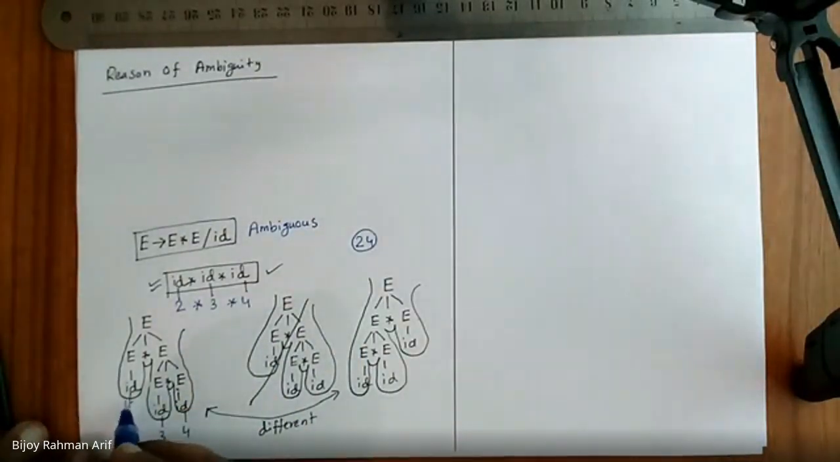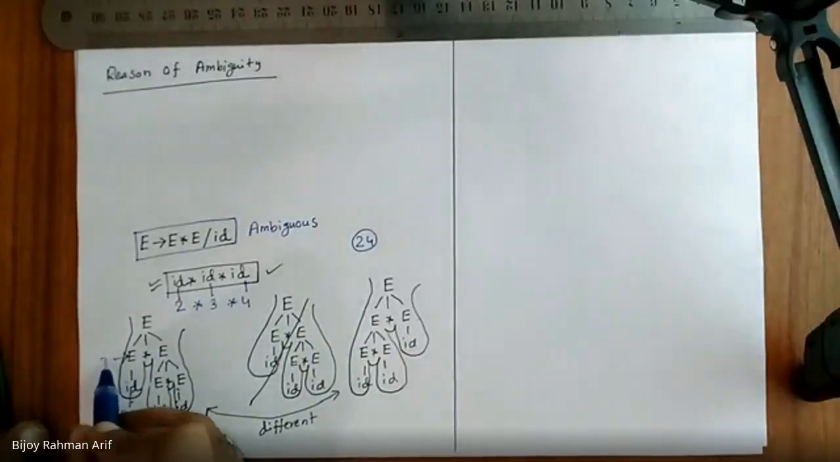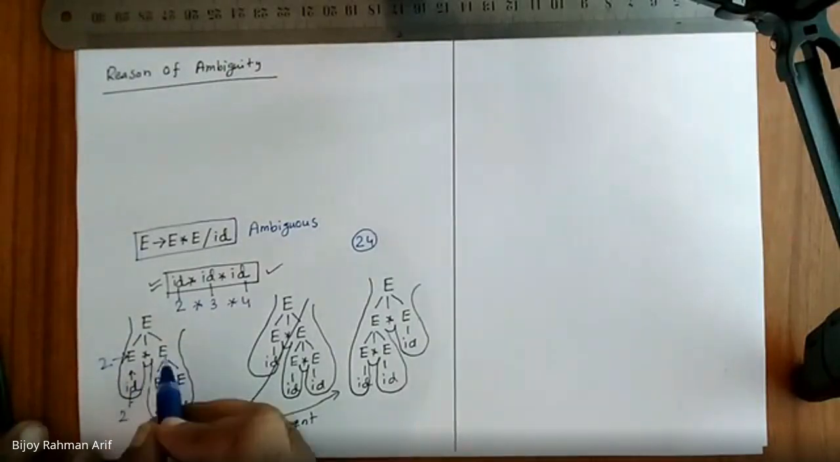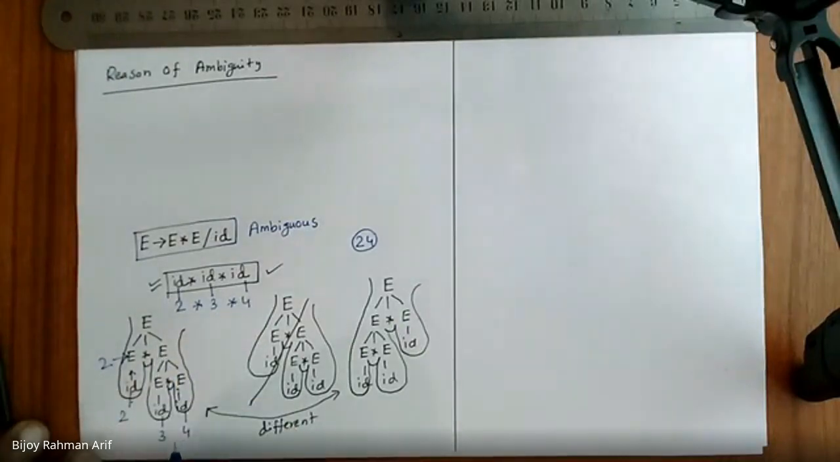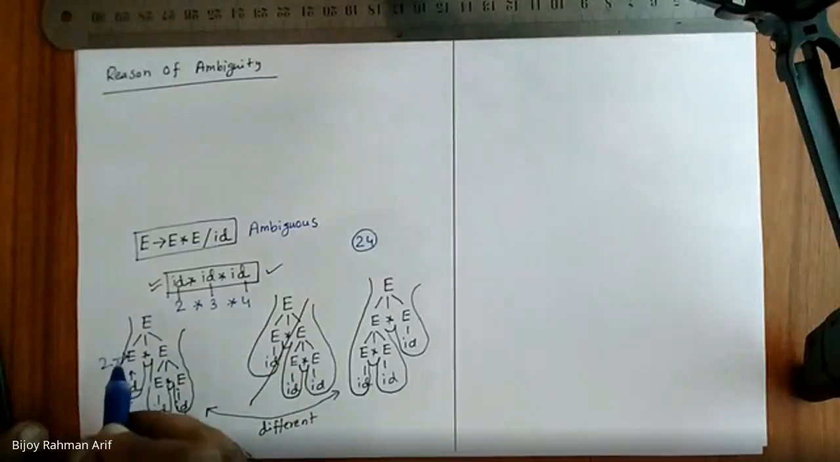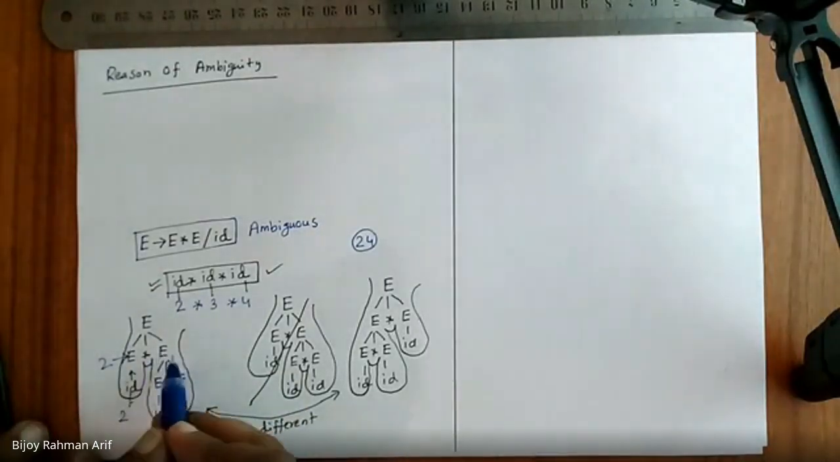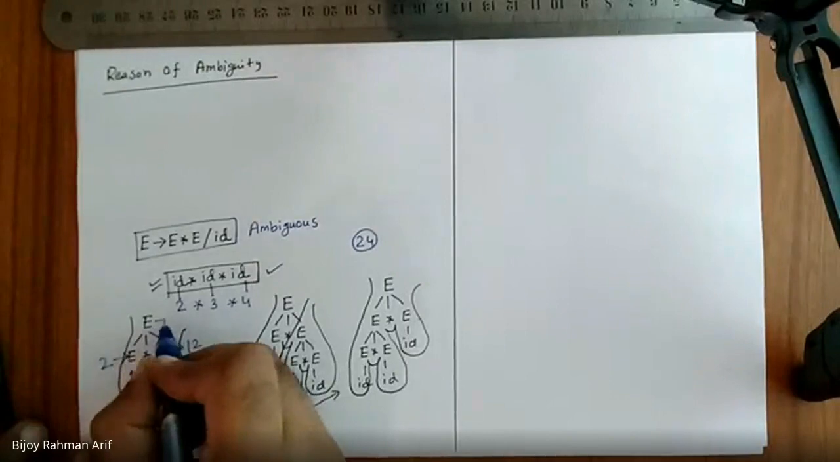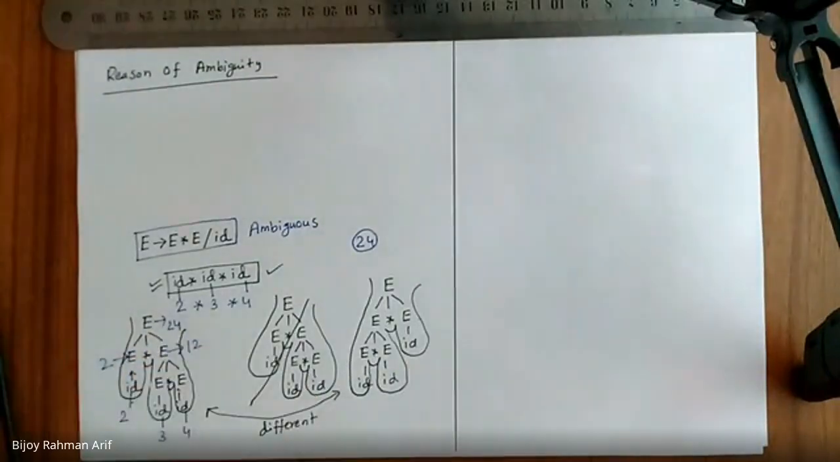Now, if we try to compute this result using this parse tree, this ID is 2, am I right? Then this E would become 2. Going upward, I have to wait for the calculation of 3 star 4. At first I got 2, then I have to wait for this calculation. Then 3 star 4 becomes 12. Finally, I get 24. Is it clear to you guys?